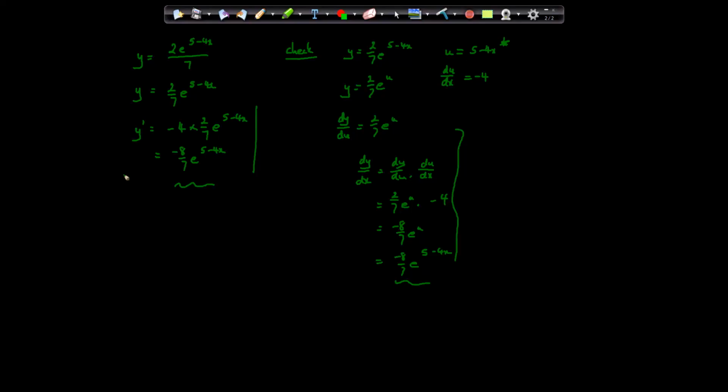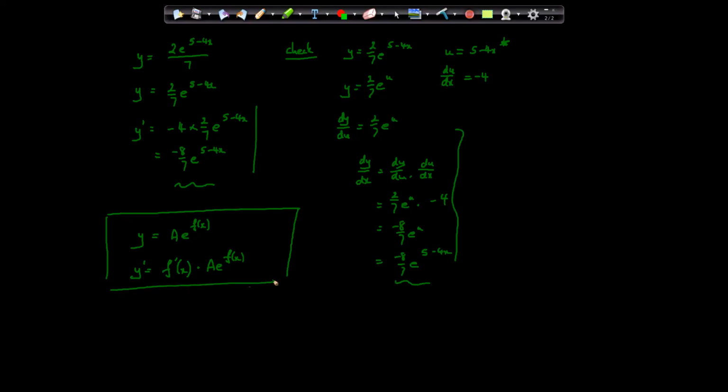So I would recommend that we make this conclusion: if we have some number times e to the power of some function of x, its derivative is going to be the derivative of that function, f dash x, times our original function. That looks like a lot shorter way of doing it than previously.